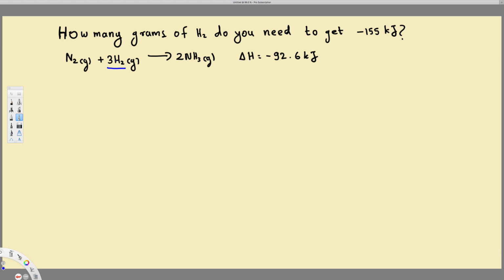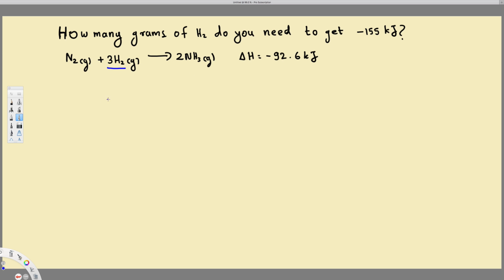Use this information. If 3 moles of H2 is making this much heat energy, then the thing is we have to find how many moles of H2 is going to create this much amount of heat energy. To do this, first of all, let's write this as an expression and see what we can calculate. The first thing we try to calculate is the mole. If we can find the mole, then we can find the gram using the molar mass of H2. So let's see whether we can find the mole from this information, right?